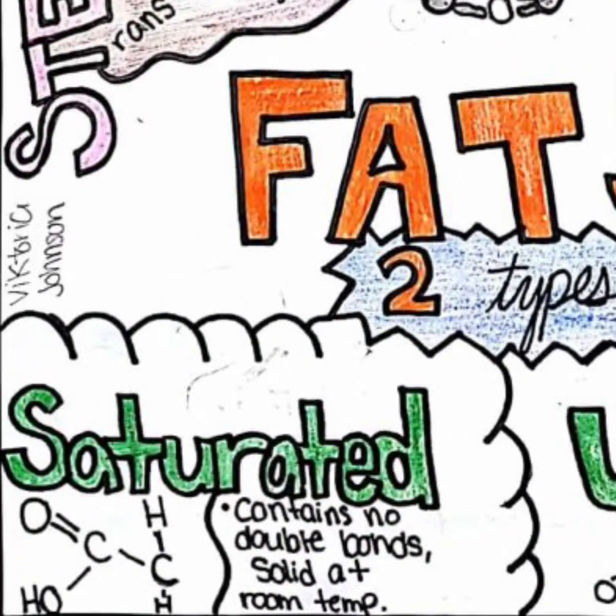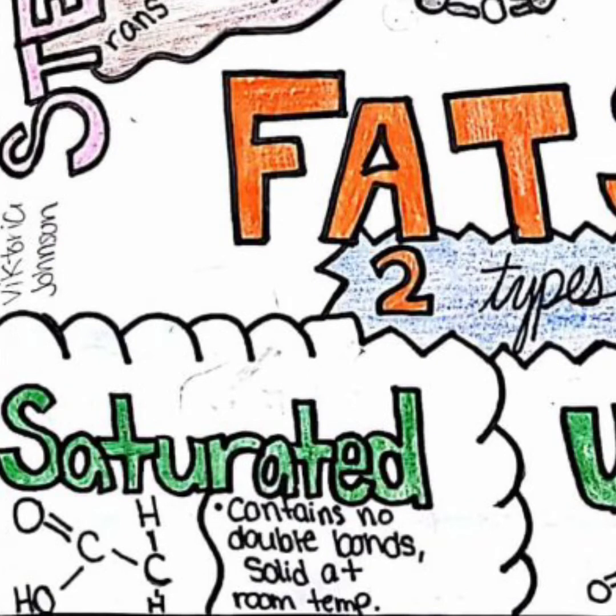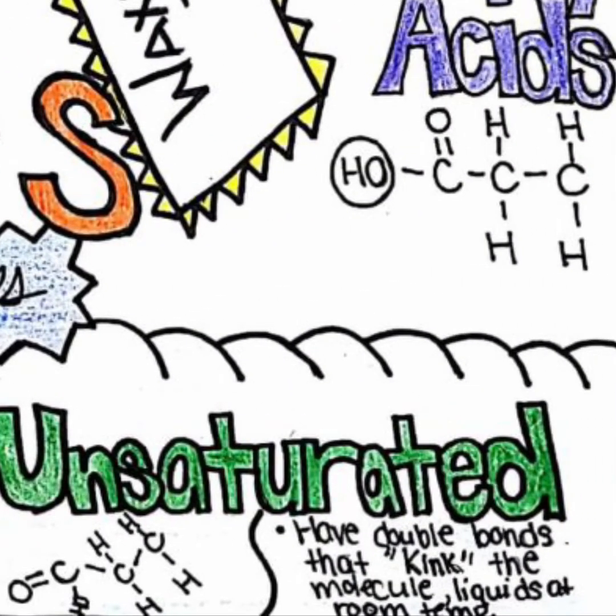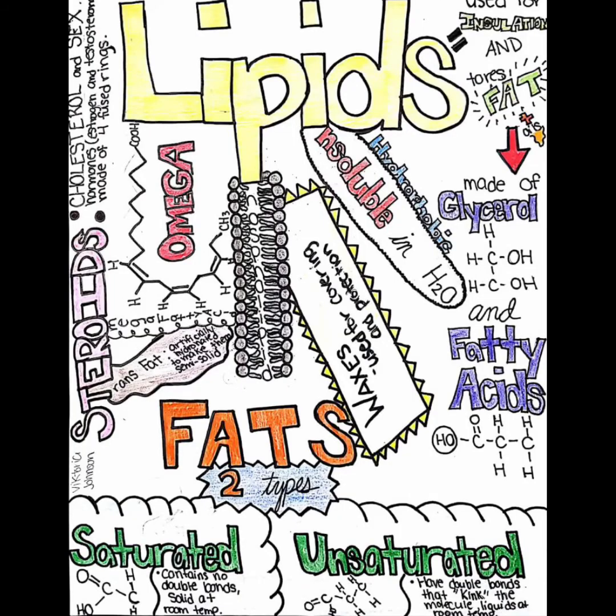You've got your saturated. They are solid at room temperature, and that'd be things like the butter I showed you. So every single carbon is holding as many hydrogens as it can. And then you've got your unsaturated, where there's going to be some sort of double bond that kinks the molecule, and those form liquids at room temperature. Take a look at this summary and maybe have it nearby when you take your test. One of the big things you want to remember with lipids is that they are non-polar and they do not dissolve in water.